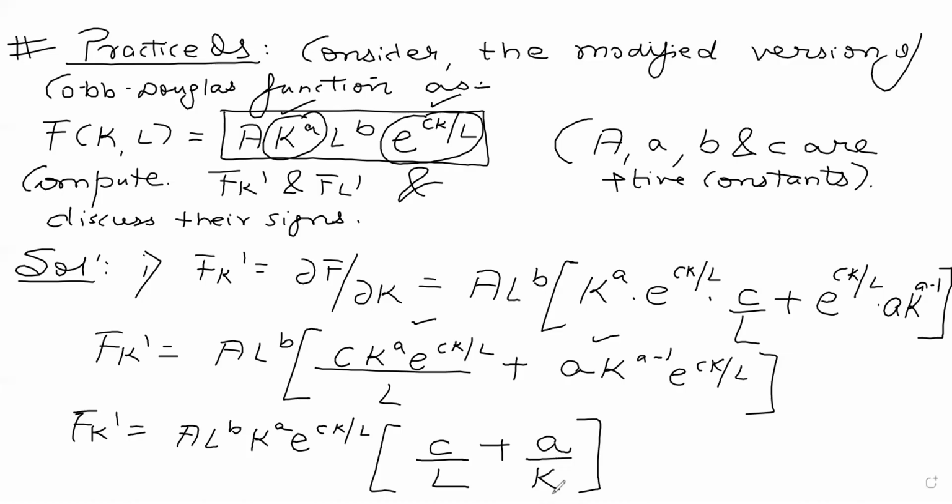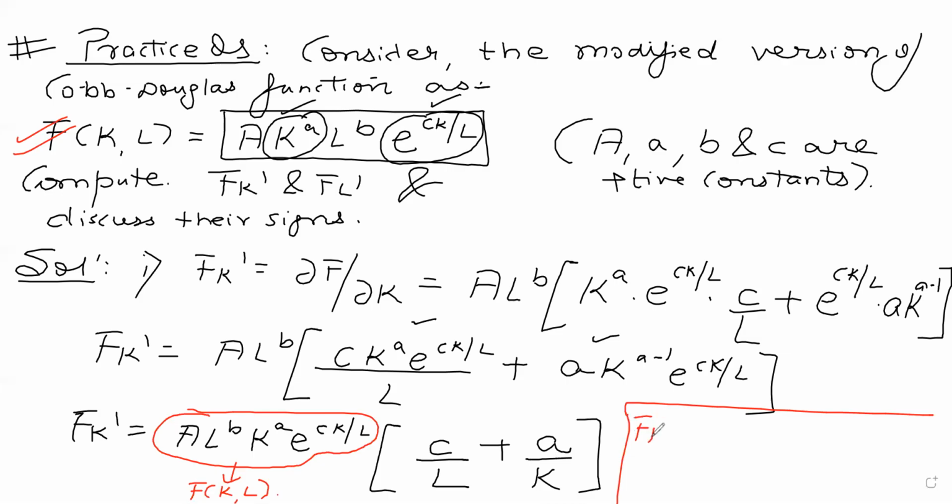Okay. And now what is this term, guys? This term is nothing but my production function itself. This is nothing but f of k, l. So what can I write? I can write that my fk dash is f as a function of k and l times c by l plus a by k. It is c by l plus a by k. This is my fk dash.